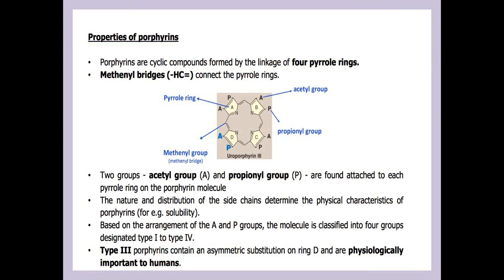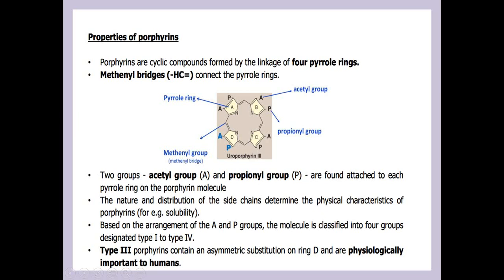Porphyrins are basically cyclic compounds formed by the linkage of four pyrrole rings. These are the four pyrrole rings. They are joined by methenyl bridges, which connect these pyrrole rings. They are labeled as A, B, C, and D. Okay. They have different groups attached to them.